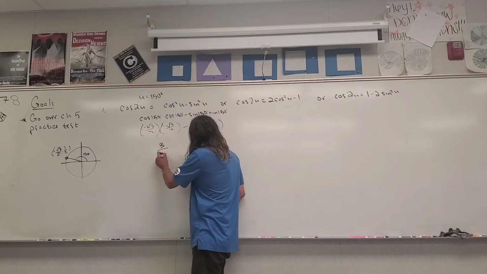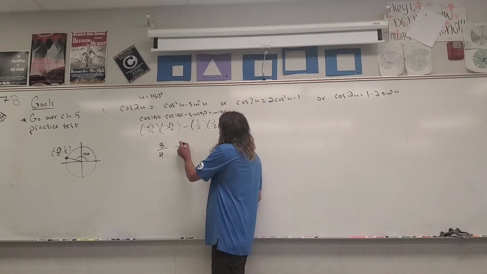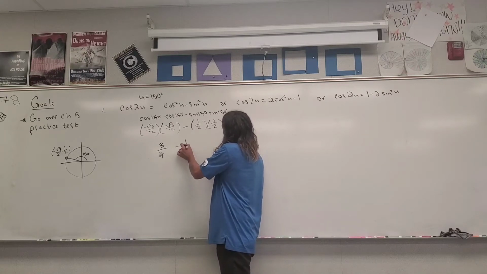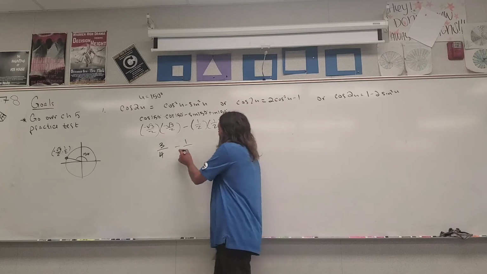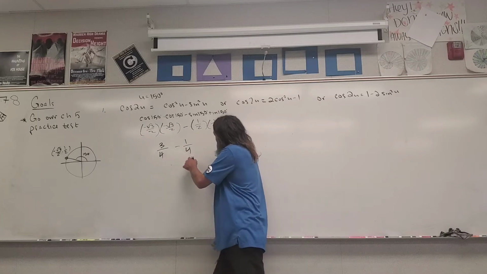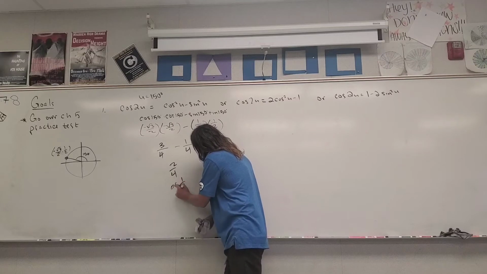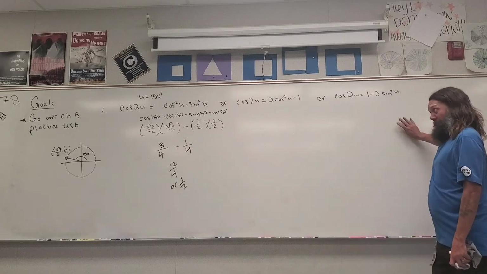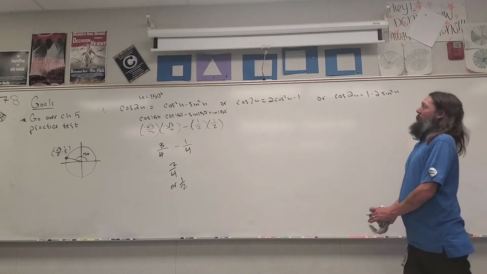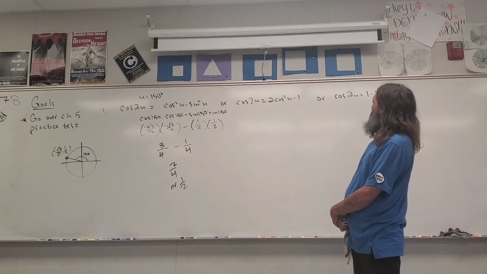2 times 2 is 4. 1 times 1 is 1. 2 times 2 is 4. So 3/4 minus 1/4 is 2/4, or 1/2. I better get the same answers for these. Let's see how this goes.